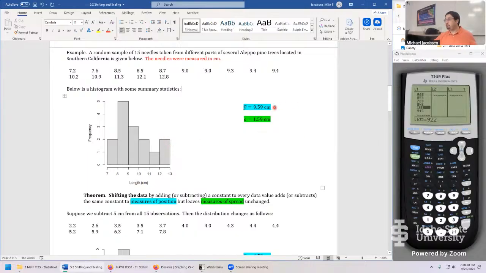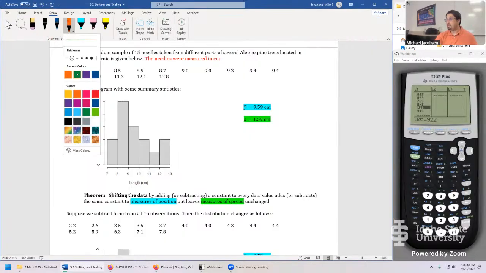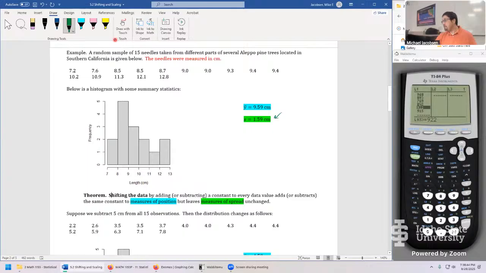The key fact is the sample mean was 9.59 centimeters. The sample standard deviation was 1.59 centimeters. And so now if we do something that is kind of totally random and we shift the data, meaning add or subtract the same constant to all the data values, we're going to shift the mean, but not the standard deviation, because this one is a measure of spread. So this measures spread. And this is a measurement of location.